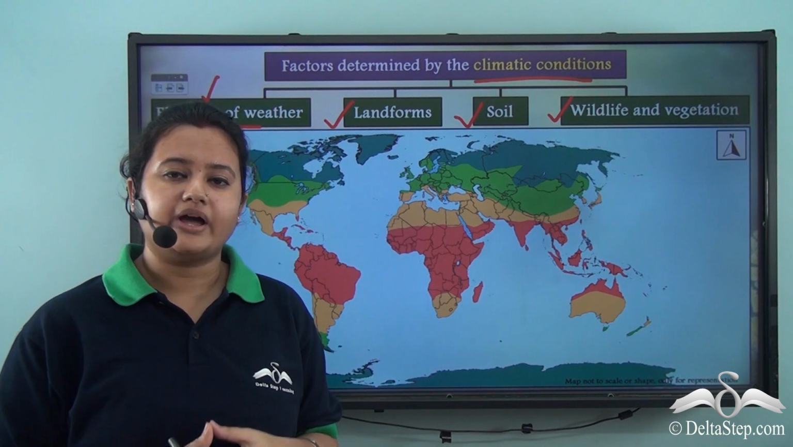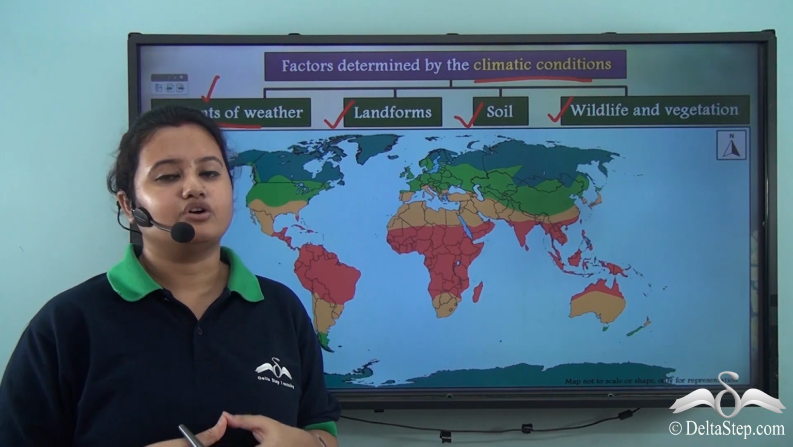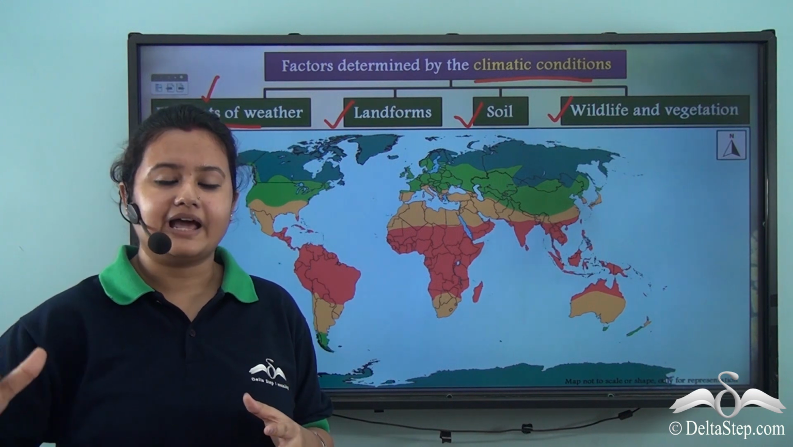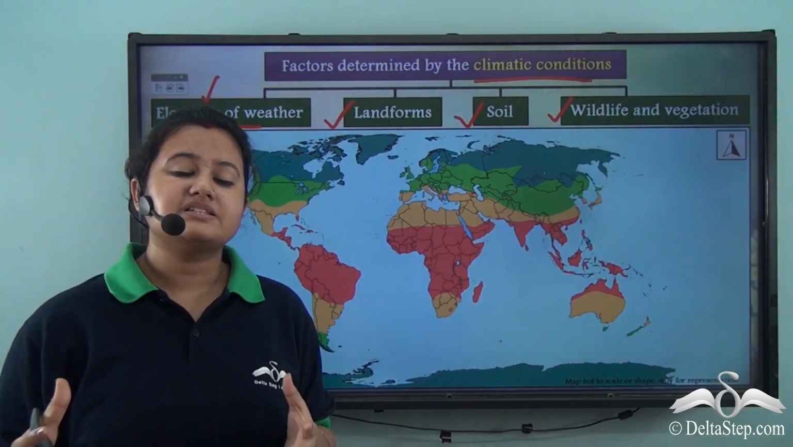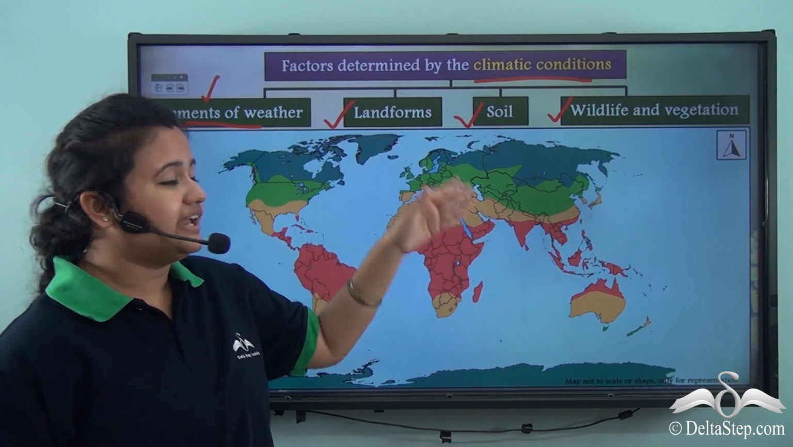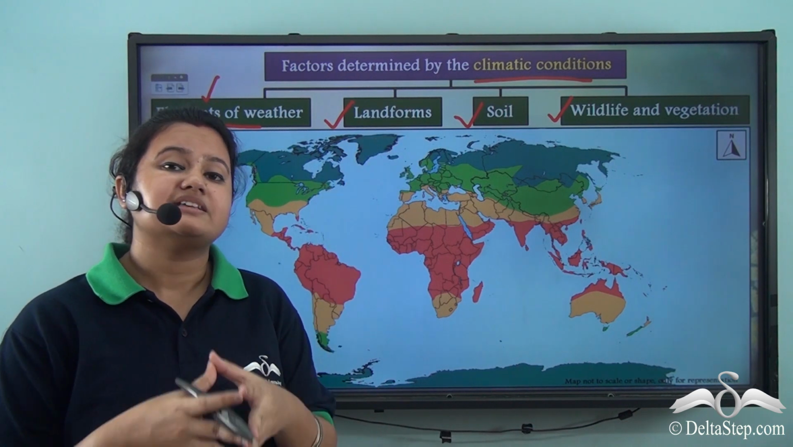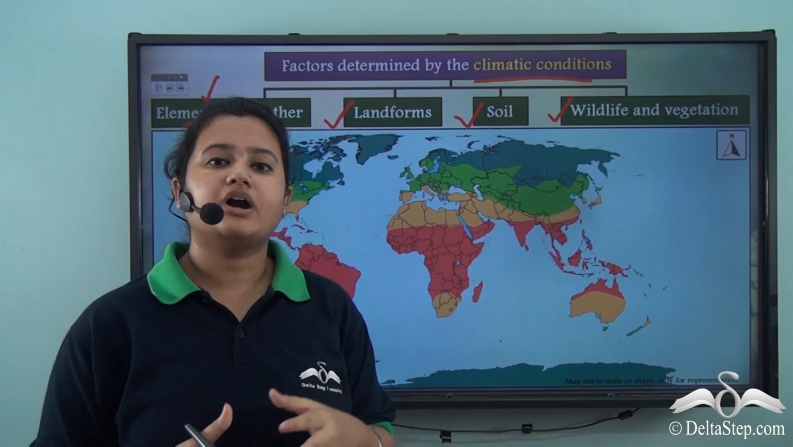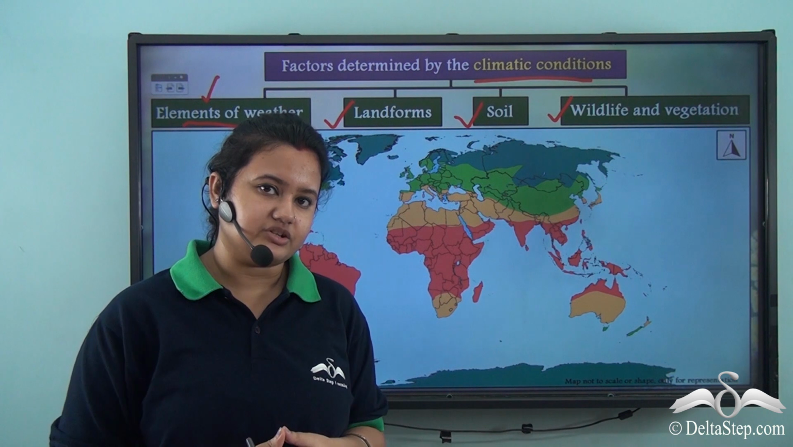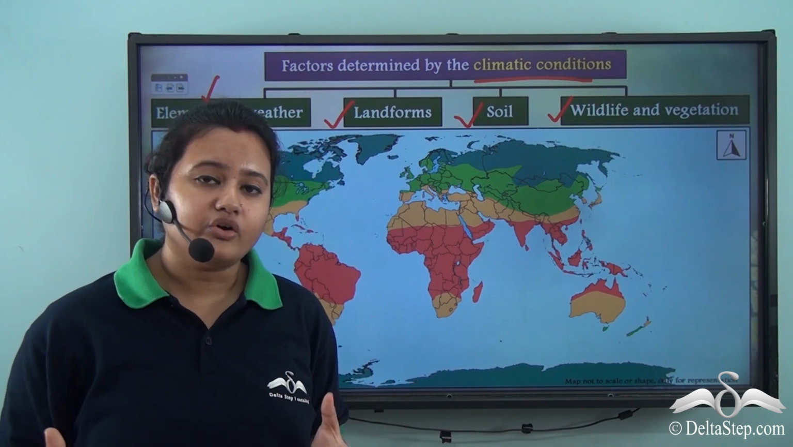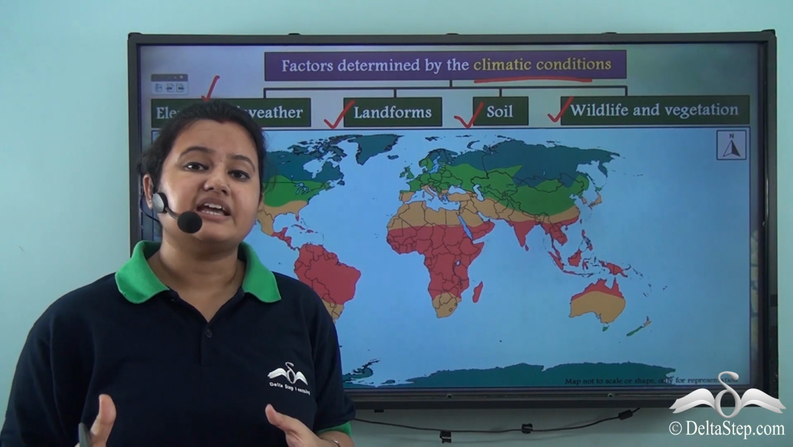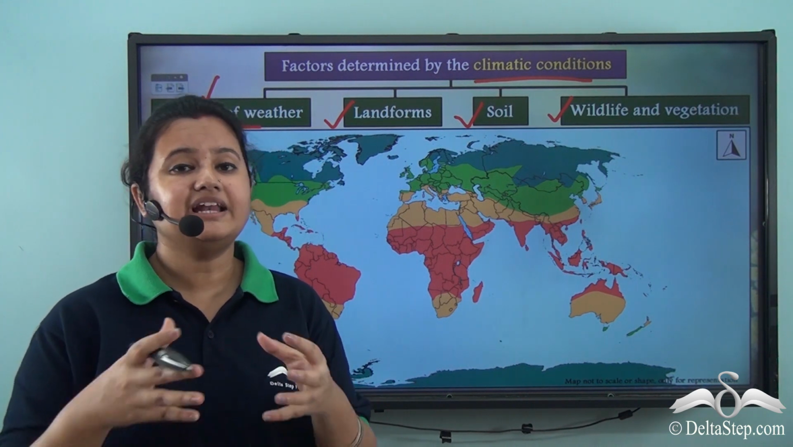Also, the landforms vary across several natural regions of the Earth. In a desert, one will usually find a vast stretch of plain land covered with sand, whereas in polar regions, snow-capped mountains are found. So, we find that landforms vary across several natural regions. Now, coming to soil. Soil also varies across several natural regions. For instance, in a forest, one can find fertile alluvial soil, whereas a desert is completely covered with infertile sand.